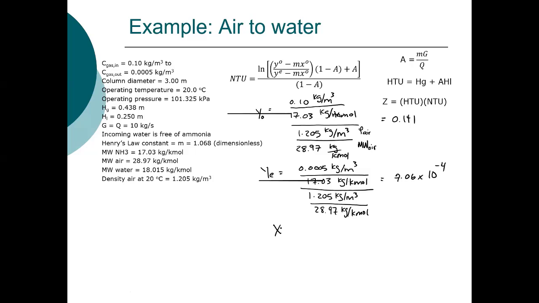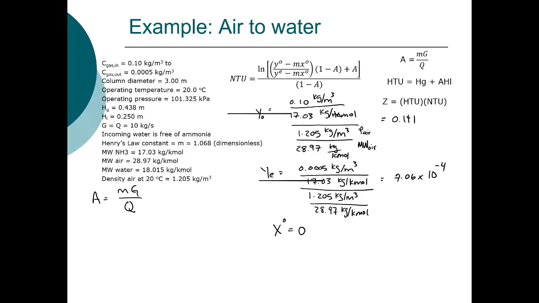Remember, x0 is equal to 0. Now notice we have an expression here in what we've replaced our expression for NTUs in a form that we don't need to know the effluent concentration. Only need to know the influent. A is equal to mg over q. We need G in this expression here.